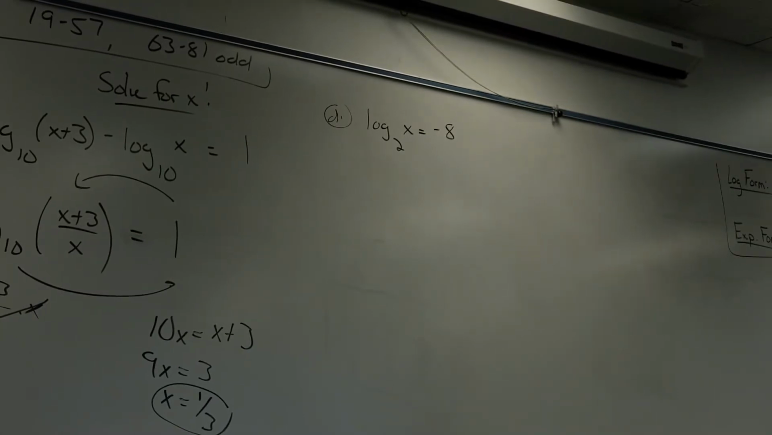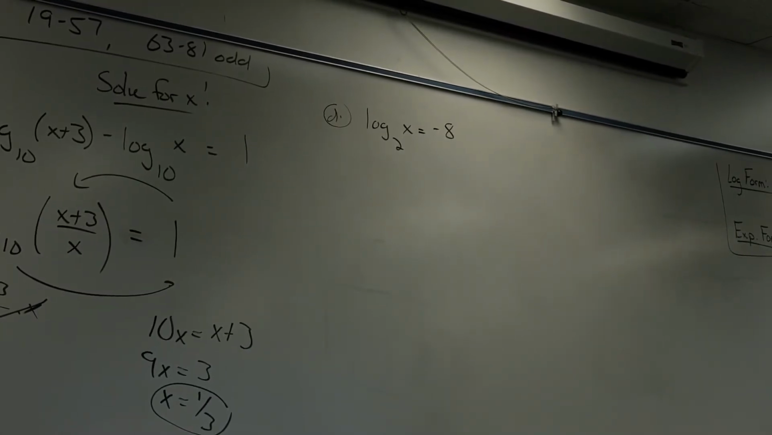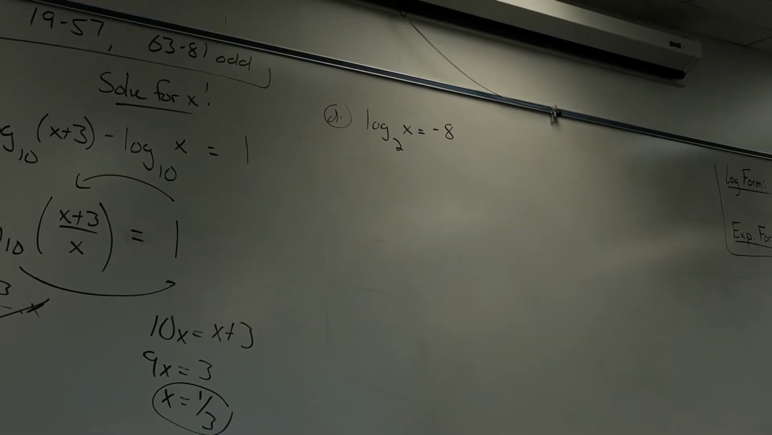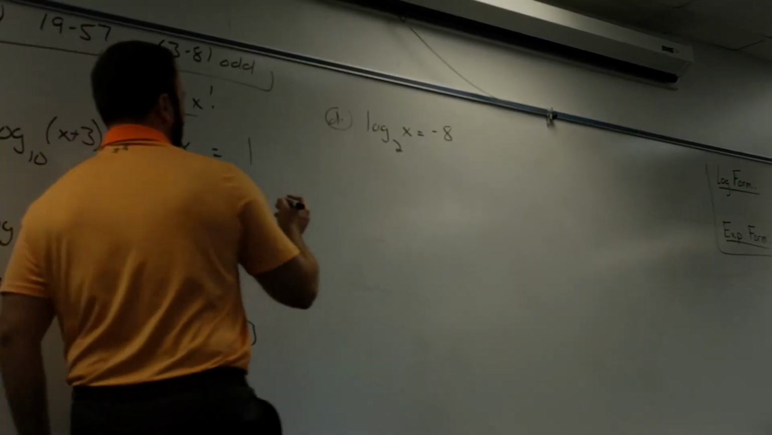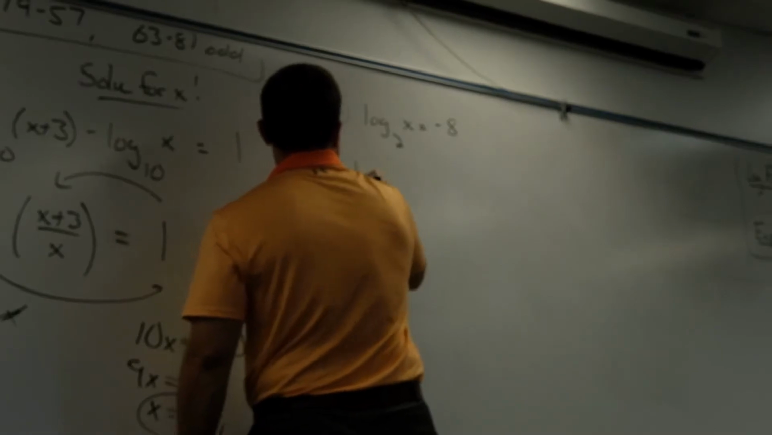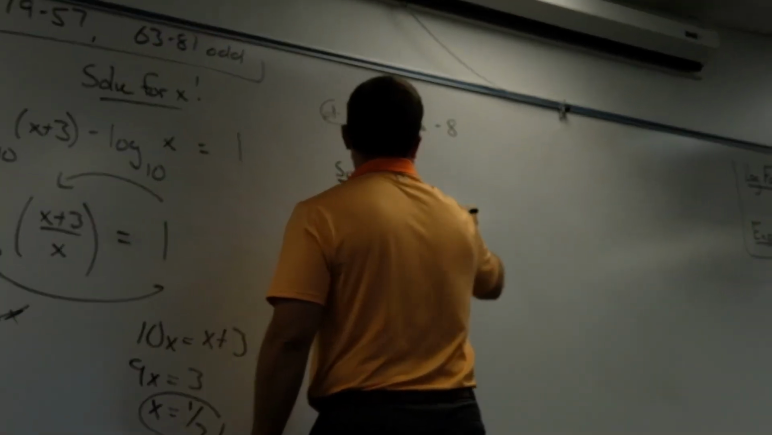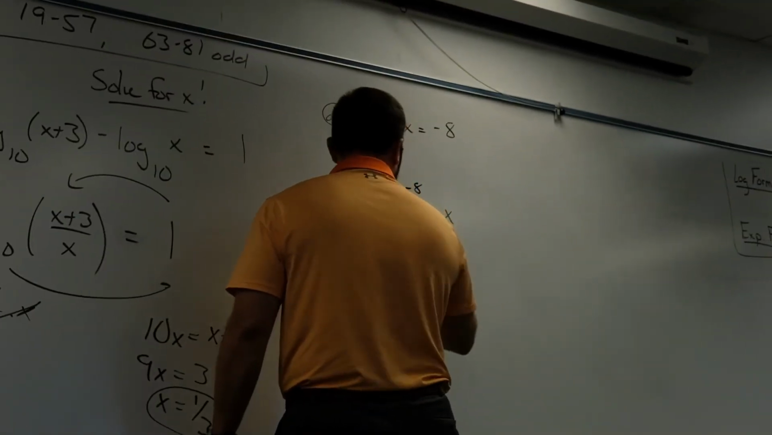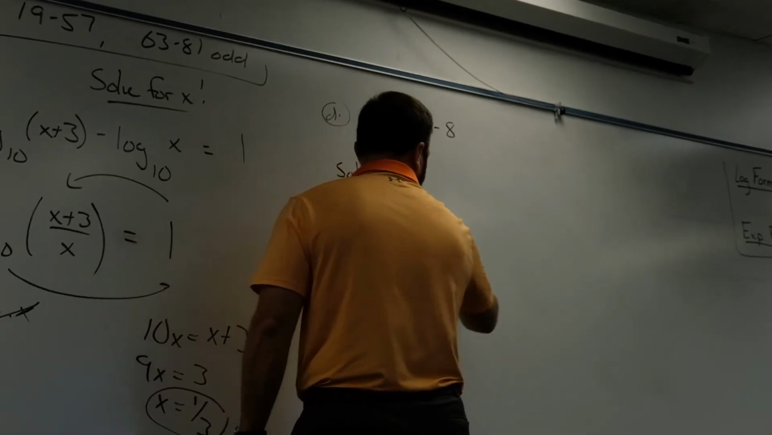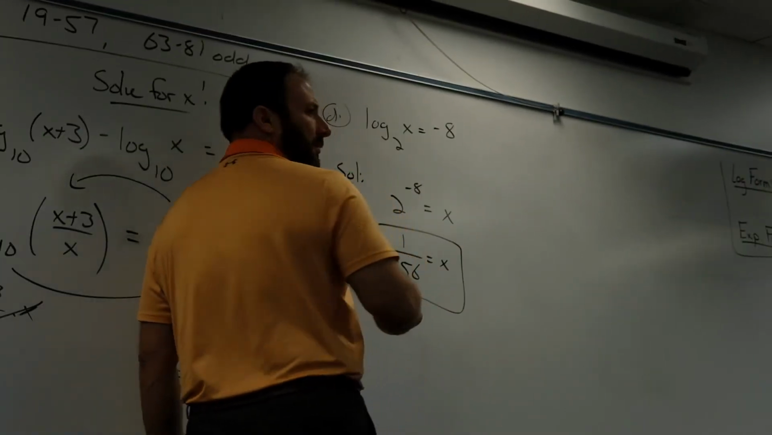Any ideas, guys? You could do the whole 2 to the negative 3 equals x. I like it. So we just have to rewrite this: 2 to the negative 8 equals x. And you have 1 over 256. That'll work.